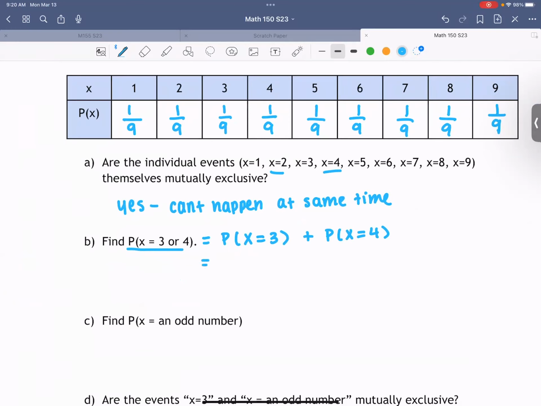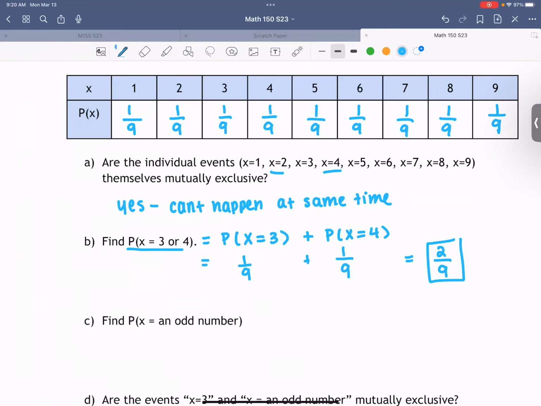Well, what's the probability that x equals 3? 1 over 9, and then x equals 4 is also 1 over 9. So if I add together these two probabilities, we get 2 out of 9. Awesome. Any questions on how I did this?